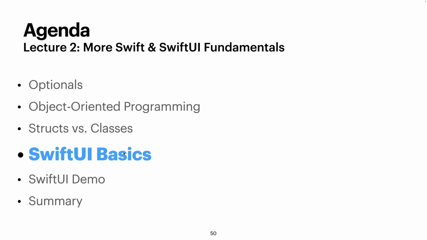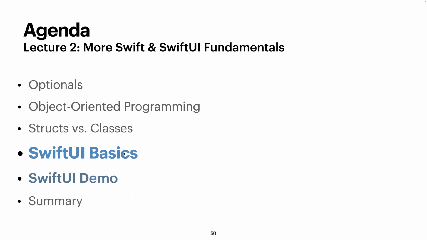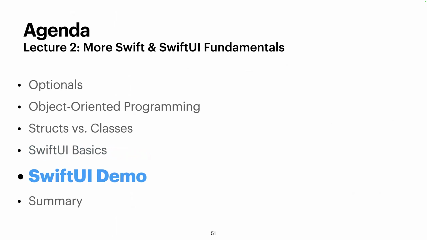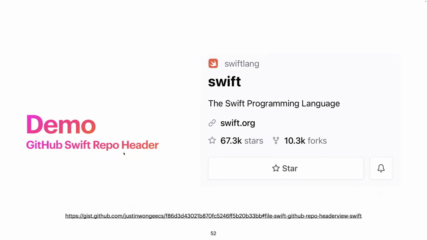So that was a quick look into the fundamentals and building blocks of SwiftUI. Now let's move on to a demo where we'll create a custom view from scratch, applying the ideas that we talked about. The demo that we're going to do is that we are going to recreate this view. This view can be found in the GitHub iOS app. If you go to any repository, this is the repository header of that repository.